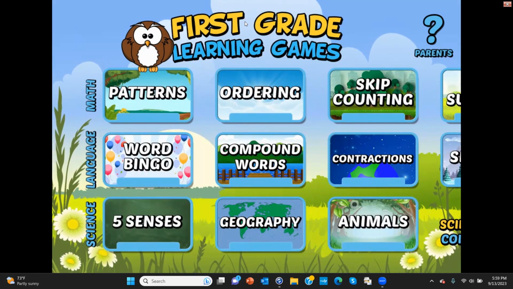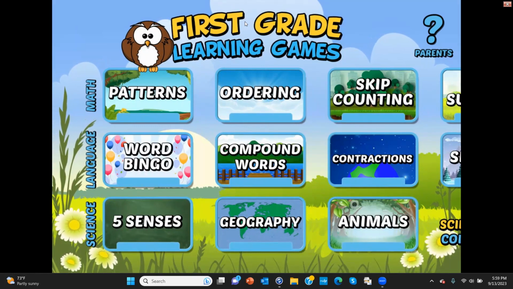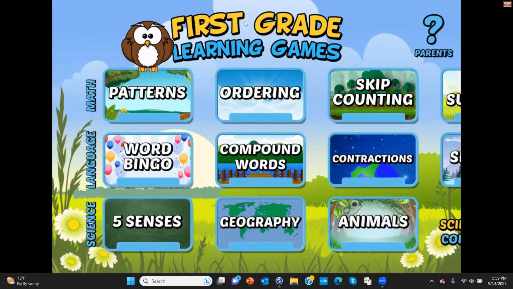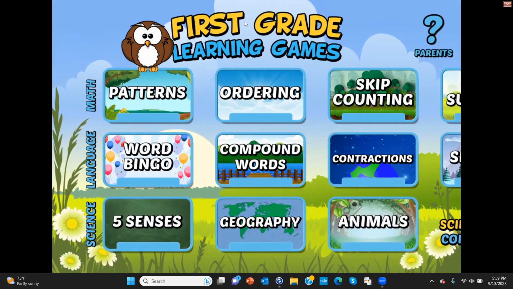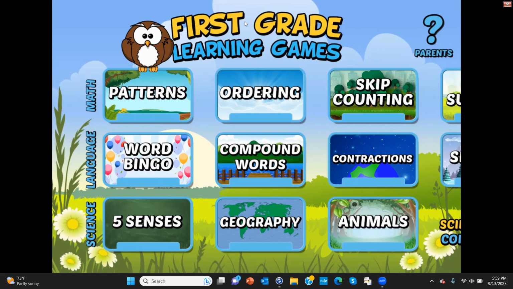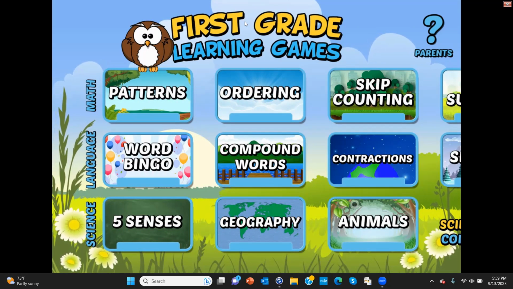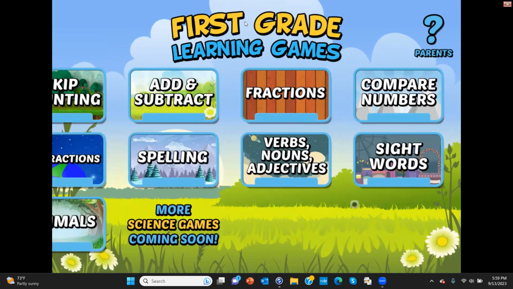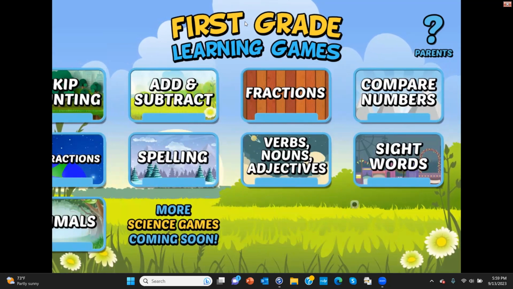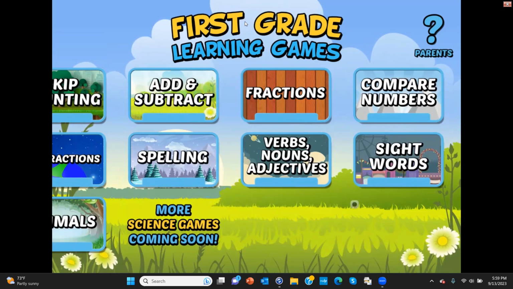And this is the last thing we're going to do, and we're going to let you go. Now, if you look at first grade learning games, you see where it has science, language, and math. Now, these are your core subjects, right? Yes, sir. And if you slide from left to right, you will see what the first grade students should know, should be capable of doing.